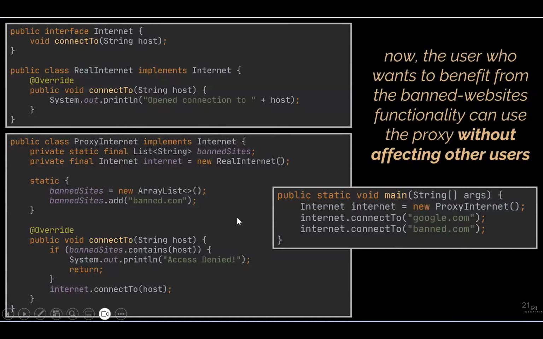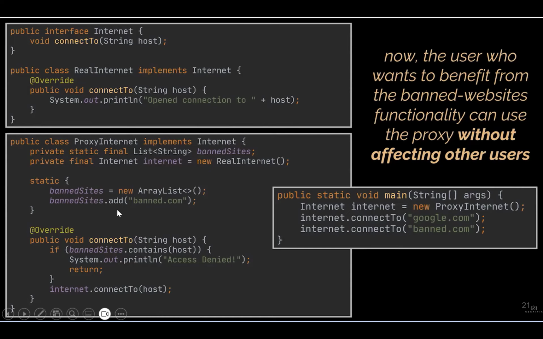Right. So let's go through this example as well. Another couple of examples. If you look at this one, we have an Internet interface. It has a method called connectTo, with a host string coming in. Then you have the RealInternet class, which connects to the given host. So that's the real class. Now you can see the proxy class. It again implements the Internet interface.